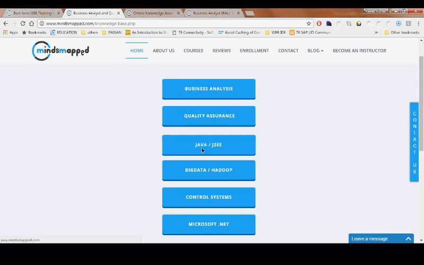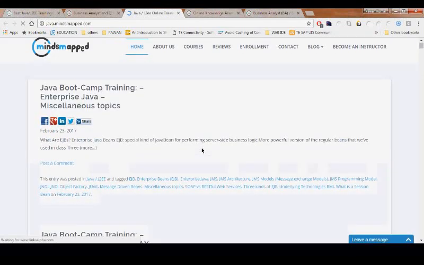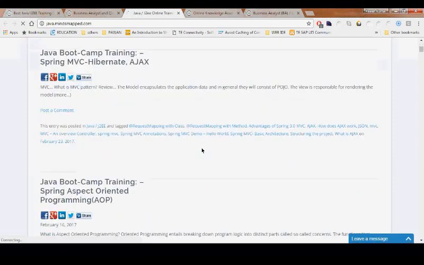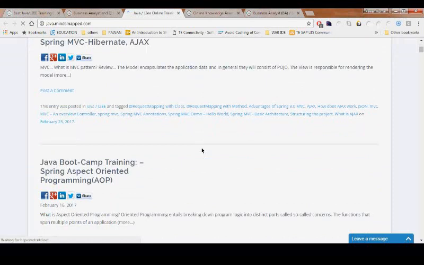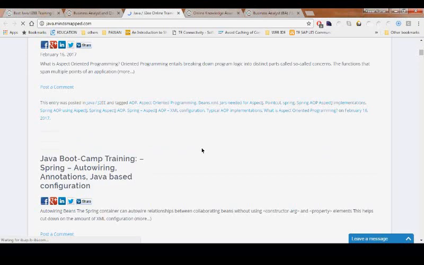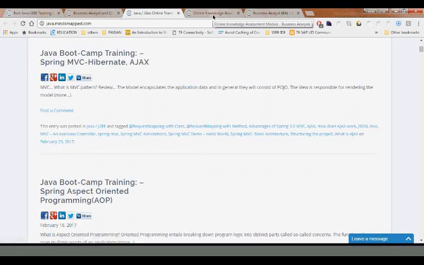So if you click on the Java J2EE training section within the MindsMap knowledge page, you will get a lot of questions around Java that would be answered over here. You can see that there are some questions around Spring MVC, Hibernate, Spring, aspect-oriented programming, auto-wiring, and then there's a place where the trainers also post a lot of blogs around these topics.